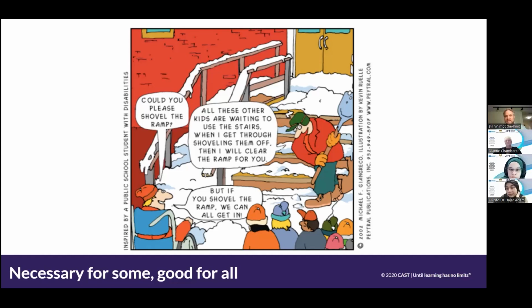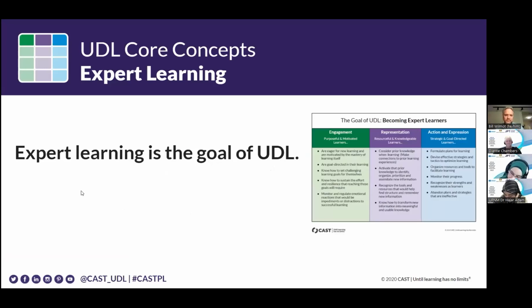If you shovel the ramp, we can all get in, right? If we create an accessible pathway, then everyone is able to access. And we do that by creating flexibility in our curriculum and in our tools and making that available to everyone. So this concept of expert learning, you'll see down at the bottom of the guidelines, this is the goal of UDL. And the document is linked here on this slide. And if I forgot to link it, I'll make sure. Oh, it is linked in the speaker notes.